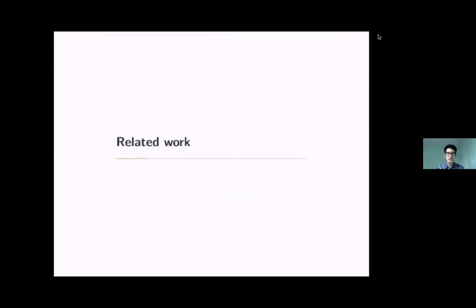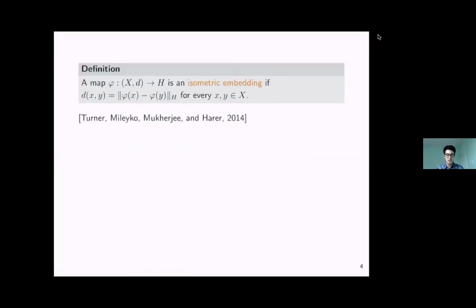I want to talk about some related work. If you have this problem in your hands, the first thing you might ask is, maybe I can just map it into a Hilbert space and exactly preserve the metric. That would be the best thing. So that leads you to an isometric embedding. An isometric embedding in the Hilbert space precisely means that the metric stays the same.